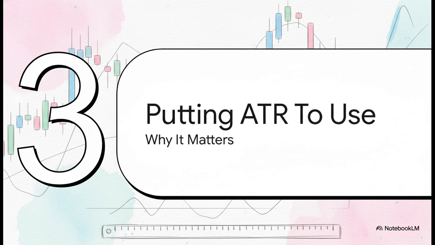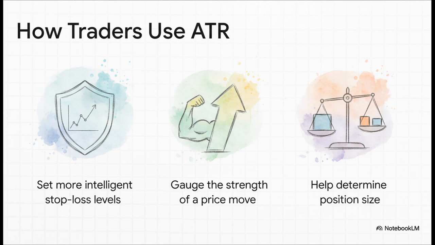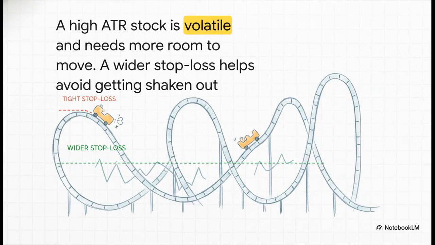Okay, great. So we've got our measurement. We know how volatile the market is. But the big question is, so what? How does this little ruler actually help traders make smarter decisions? Well, it turns out to be incredibly practical. Traders use the ATR all the time to set smarter stop-loss levels, to manage their risk, to get a feel for the real strength behind a price move, and even to help decide how big of a trade to put on. Probably the most common use is for setting stop-losses.